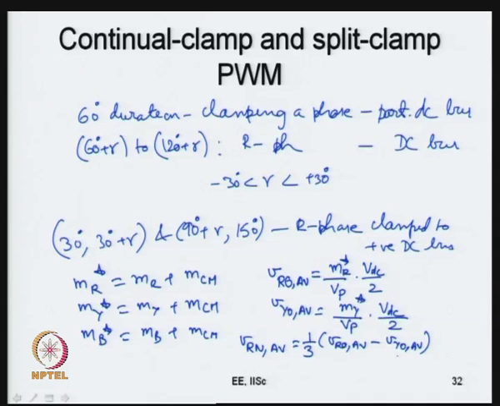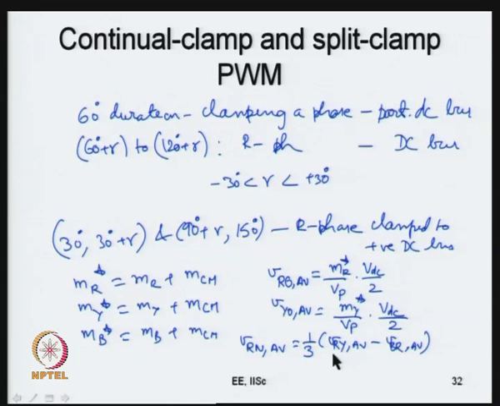You do it as 1/3 of VRO average minus VYO average. So, this is my VR, I am sorry, yeah, this is VRY average minus VBR average. That is, you subtract these two, VRO average and VYO average, you will get VRY average. Similarly, if you subtract VBO average and VRO average, you will get VBR average.